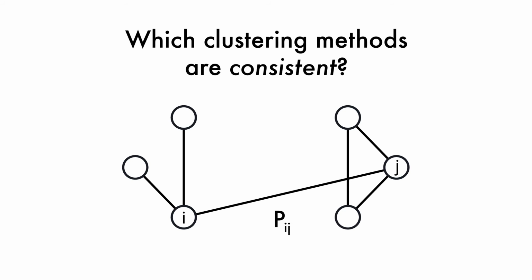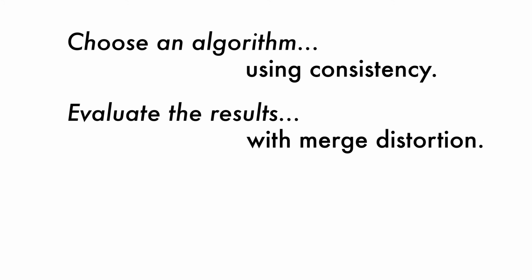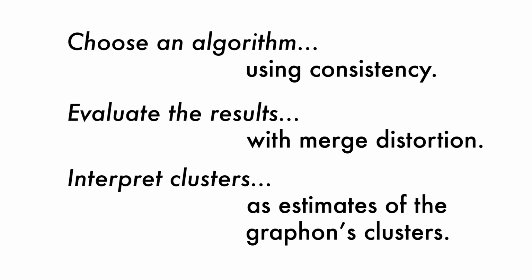In total, our theory suggests solutions to common problems in clustering. There are many algorithms for clustering graphs, but when the graphon is a good model for our data, we should consider choosing an algorithm that is provably consistent. The merge distortion provides a way of measuring the quality of a clustering. And we may interpret the clusters produced by a consistent algorithm as estimates of the graphon's clusters.